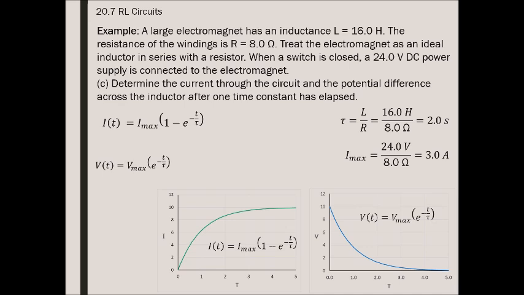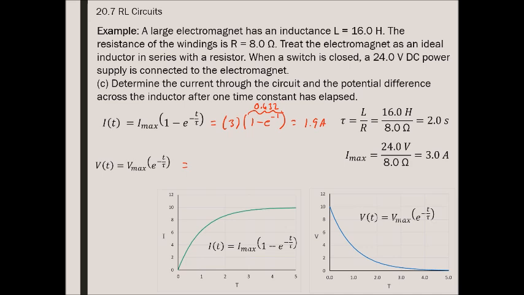Okay, hopefully you've gotten a chance to figure it out. Again, tau is 2 seconds. Not that it really matters for this problem, but we did figure out the maximum current is 3 amps. And so now we want to put in 1 minus e to the negative 1 because it's one time constant. Remember that this is one of our special values. That's 0.632. So that's 1.9 amps.